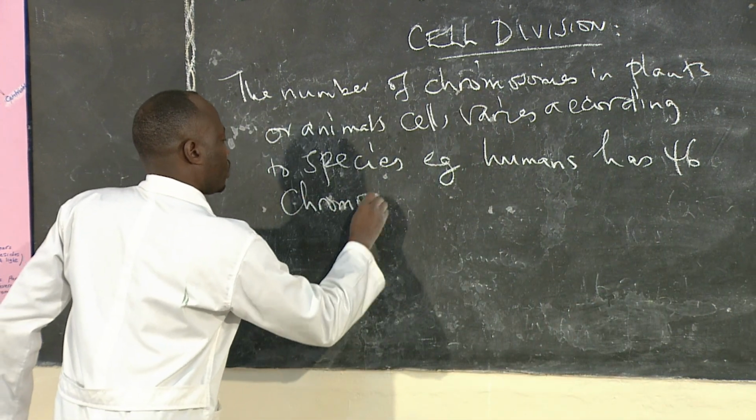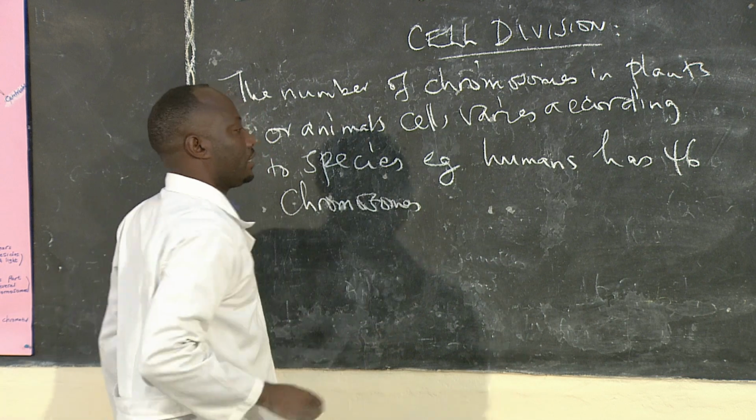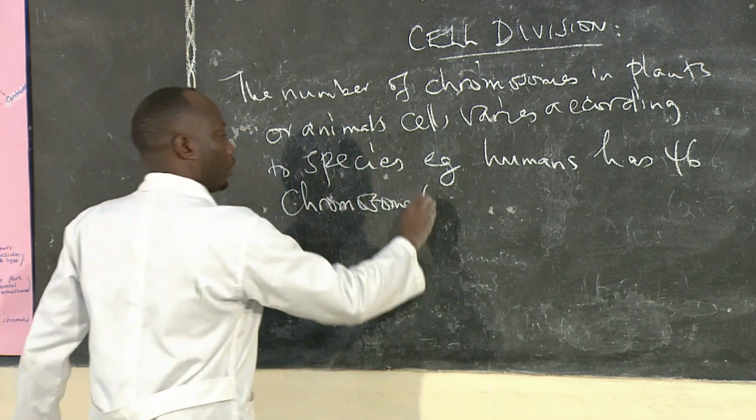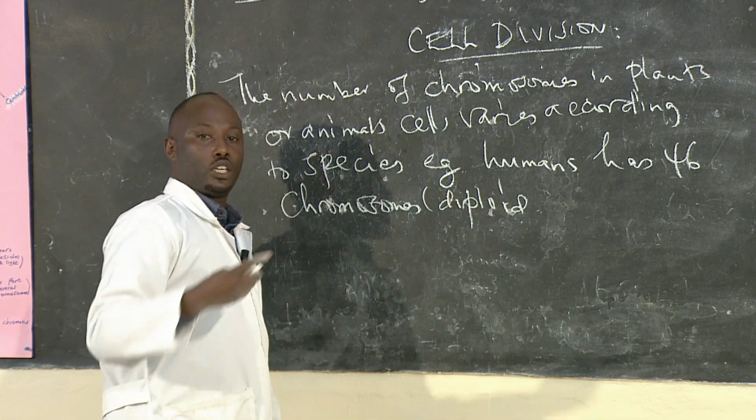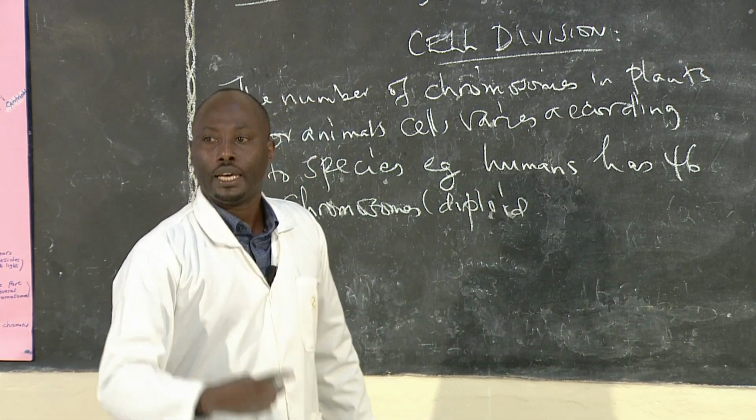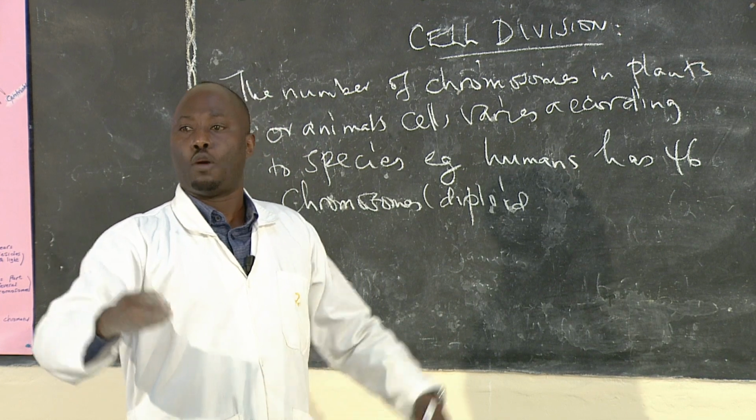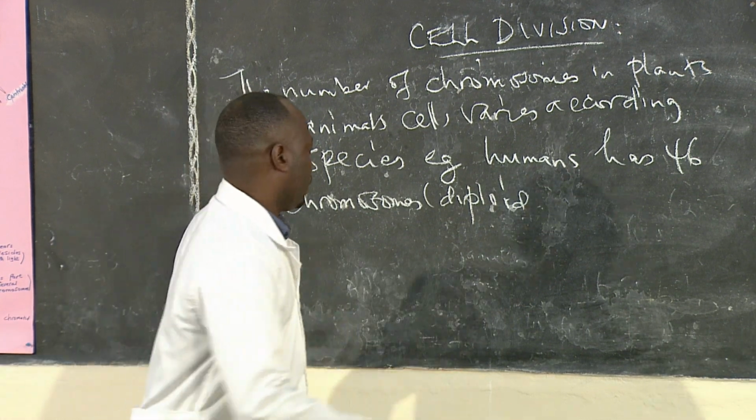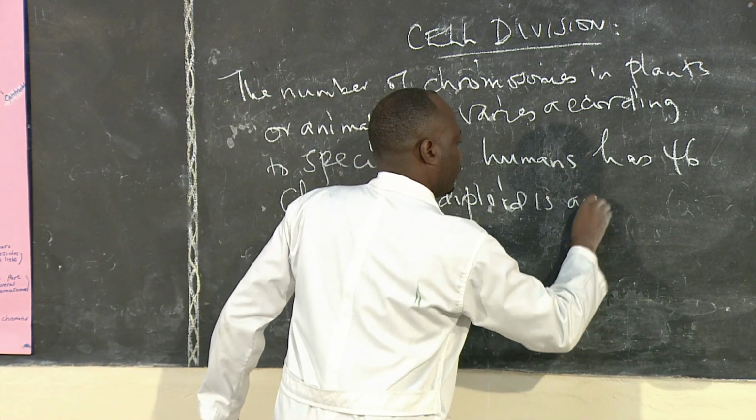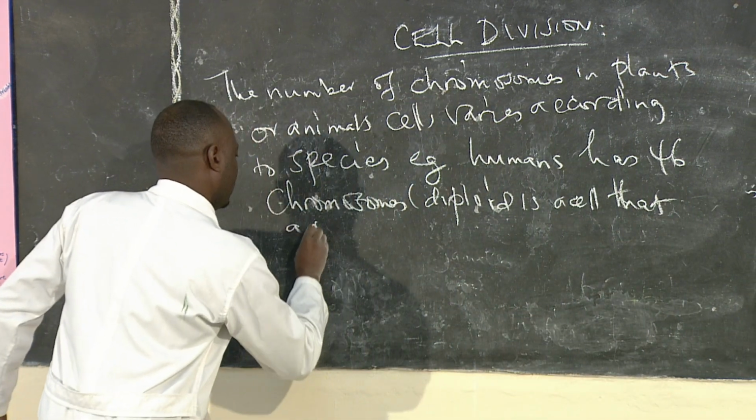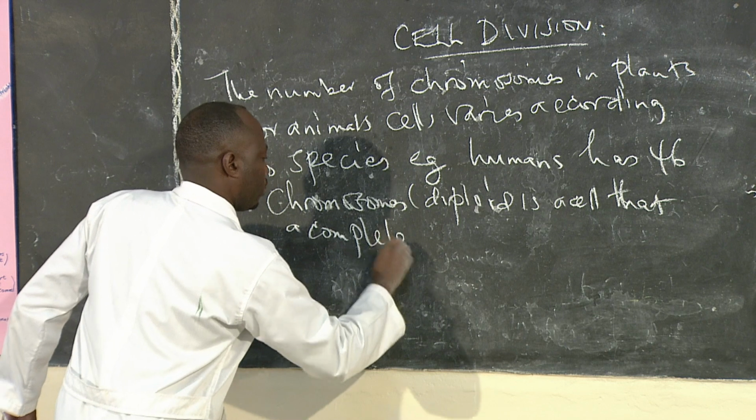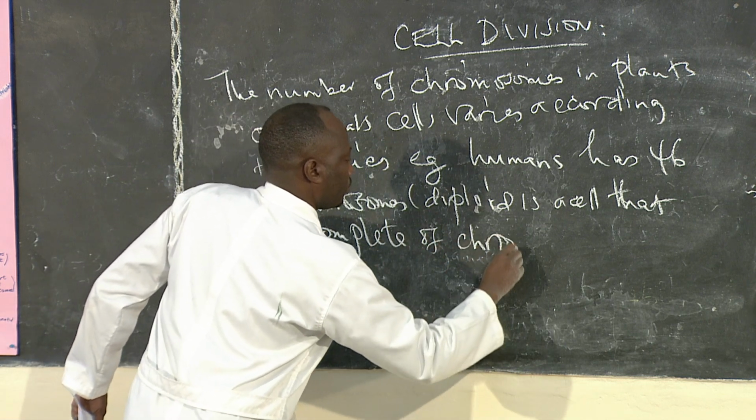I can say 46 chromosomes. It means that the 46 chromosomes are diploid. If I say diploid, it means that it has a complete set of chromosomes. What is a diploid cell? A diploid cell is a cell that has a complete set of chromosomes.